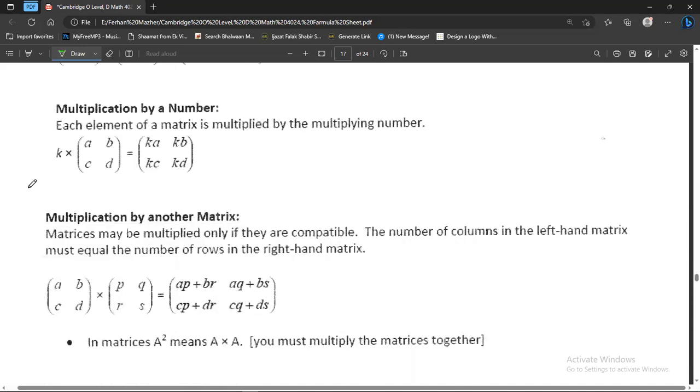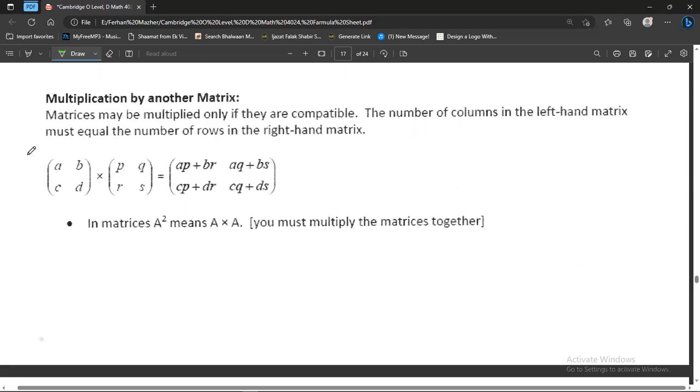Multiplication by a number. If a number multiplies with the matrix, it will multiply with all the elements of that matrix. So if this K is multiplying with this matrix, it will multiply with A, it will multiply with B, it will multiply with C, it will multiply with D.